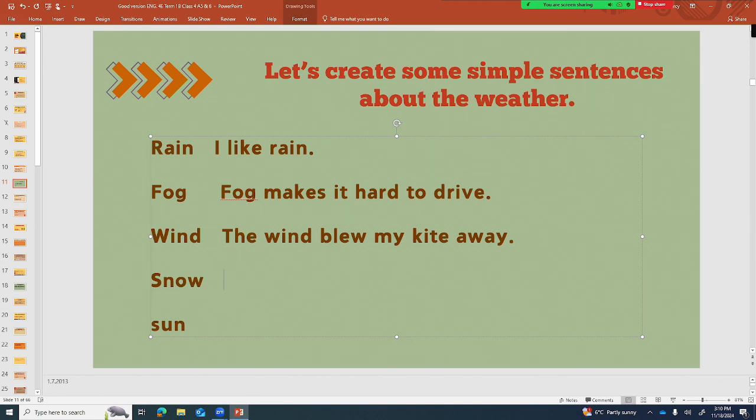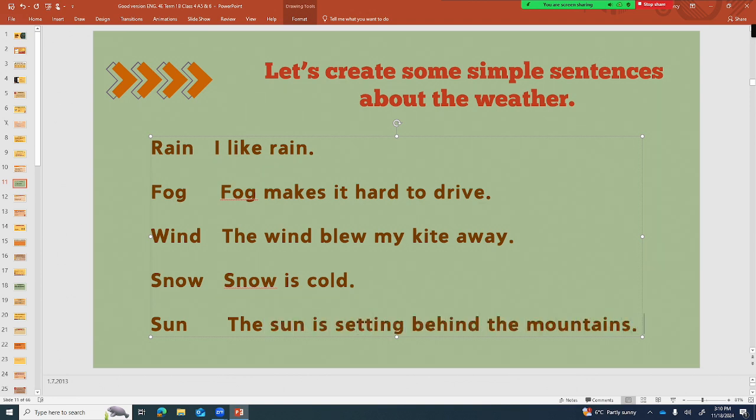I think snow, something super simple. Snow is cold. Yay, easy. Easy peasy. All right. The sun is setting behind the mountains. All right. The sun is my subject. Is setting is my verb phrase. And then behind the mountains. These are all simple. You don't need to be short to be simple, but it can make it easier for you as a writer. Okay, let's take a look at the next bit.